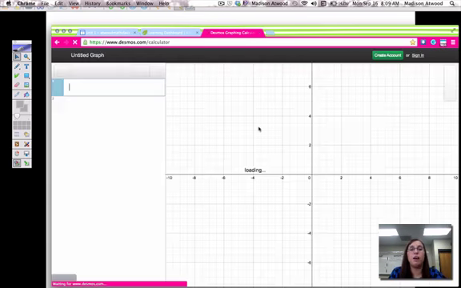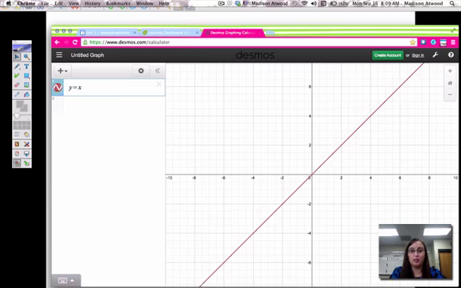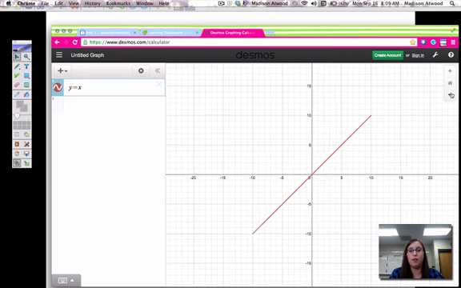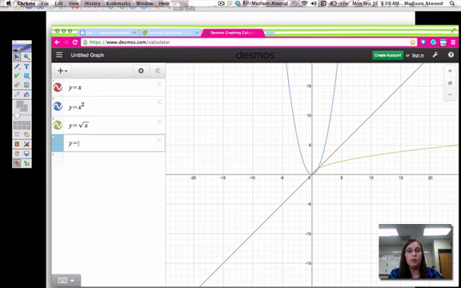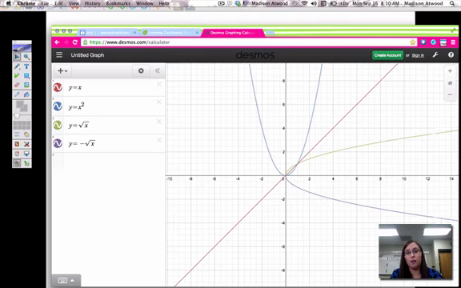So if I graph the line y equals x, that's my line of reflection for any function and its inverse. And then let's say y equals x squared, the parabola. And then its inverse, the opposite of squaring, is taking the square root. So the square root of x, and also remember the negative square root of x. So you can see that the line of reflection is the y equals x line, because those two functions are inverses of each other. Okay?